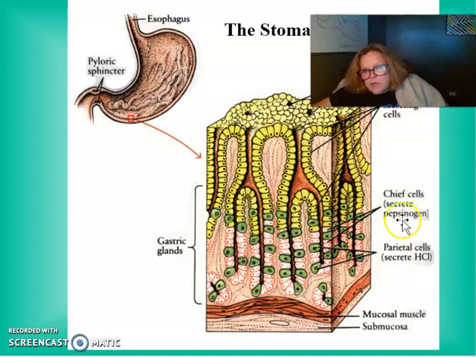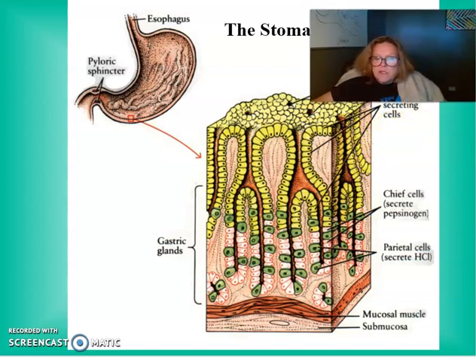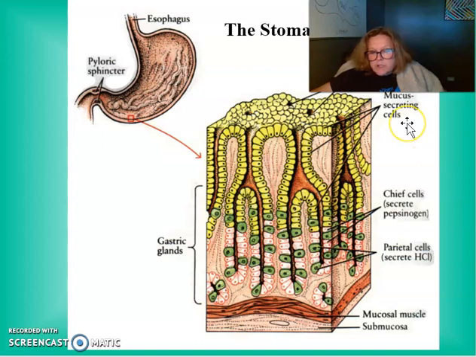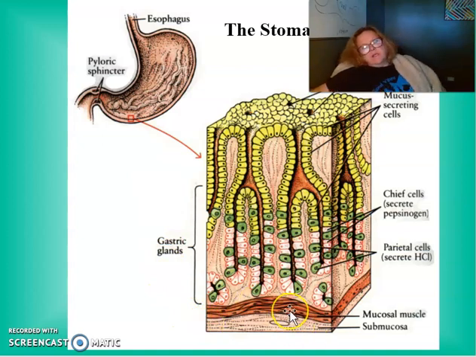And you can also see that there are these mucus secreting cells, because the stomach needs to be careful it doesn't digest itself, and the mucus plays a role in helping to make sure that the stomach doesn't actually digest itself, because this is a very, very powerful enzyme that is released here. And you can also see the muscular layers of the stomach there.